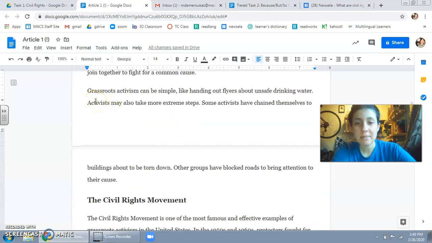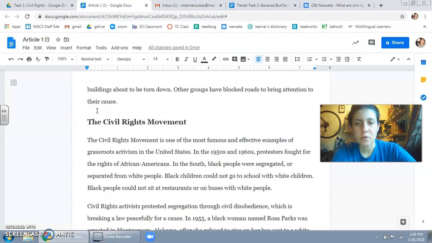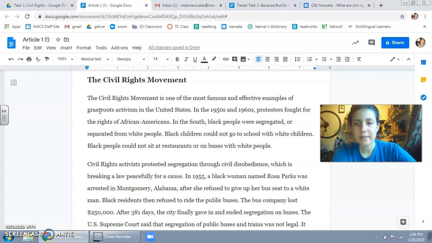Grassroots activism can be simple, like handing out flyers about unsafe drinking water. Activists may also take more extreme steps. Some activists have chained themselves to buildings about to be torn down. Other groups have blocked roads to bring attention to their cause. The Civil Rights Movement. The Civil Rights Movement is one of the most famous and effective examples of grassroots activism in the United States. In the 1950s and 1960s, protesters fought for the rights of African Americans.